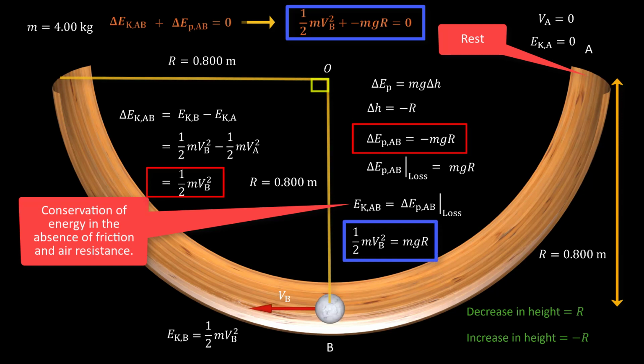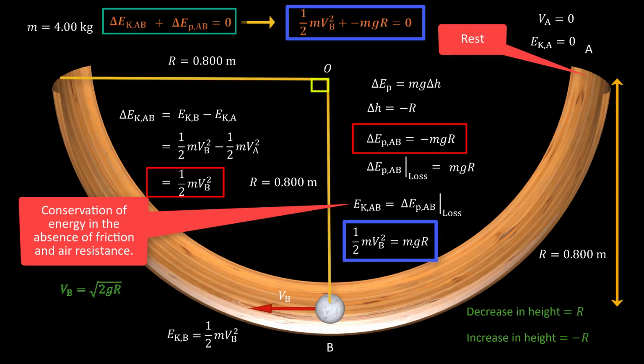when we were working in terms of the loss in gravitational potential energy equals to the gain in kinetic energy. In the second way of formulating the problem, we worked only in terms of gain. The net gain is 0. This is in accordance with the law of conservation of energy in the absence of resistive forces. Hence, finally, we obtain VB equals to square root of 2gR.